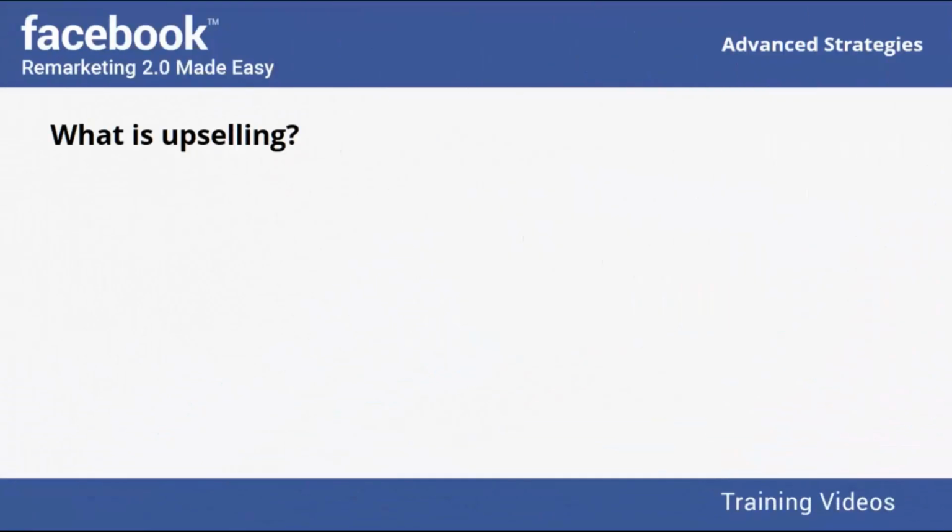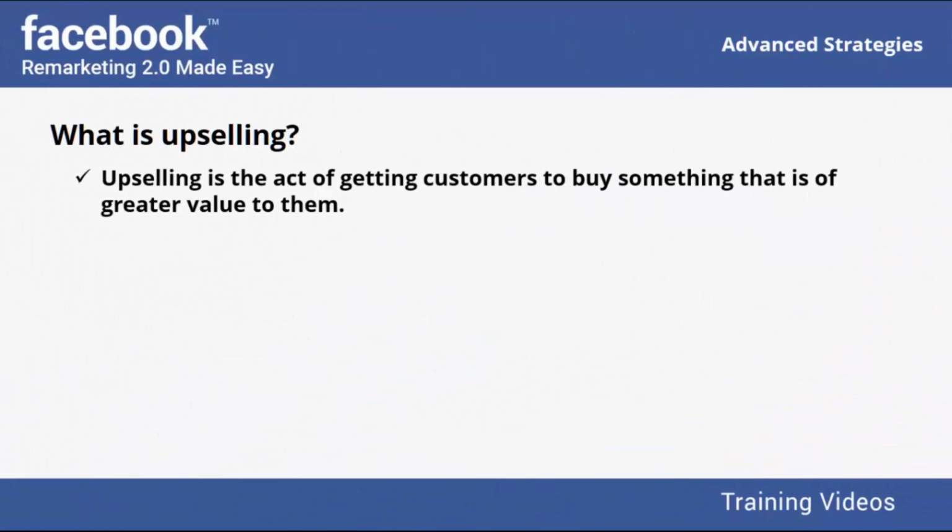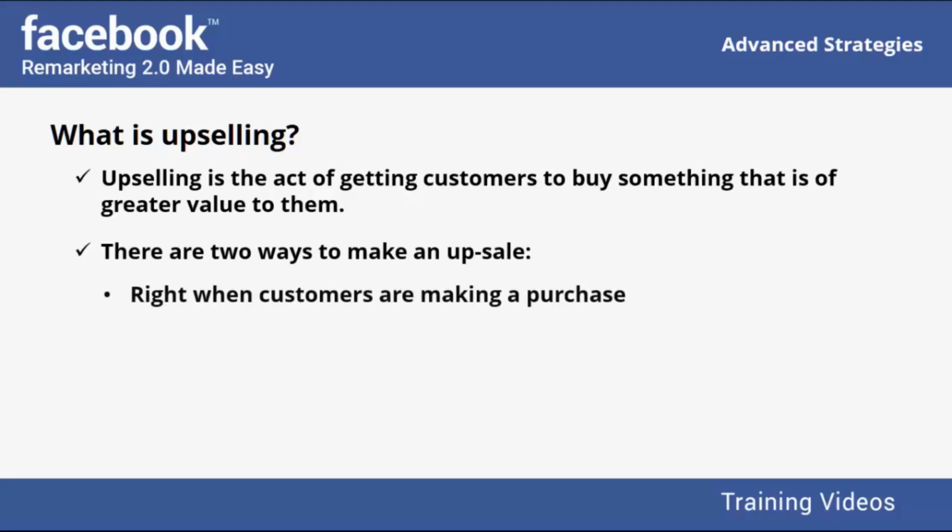What is upselling? Upselling is the act of getting customers to buy something that is of greater value to them on one hand, and is something that will give you a greater profit over an initial purchase made by them on the other. There are two ways to make an upsell. Right when customers are making a purchase, you can offer them a better and more expensive option of the same item that they are purchasing. This can be in the form of an appliance with additional features or digital goods with additional content, for example.